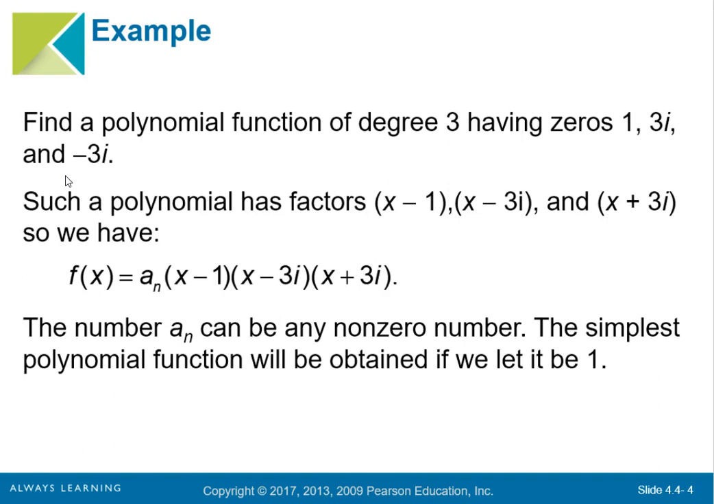All right, so we're given these numbers as zeros, so we're going to set it up. Here's my x minus 1. There's one of my zeros. I have my x minus 3i, and then I have my x minus a negative 3i, which becomes x plus 3i. We have an a. In this case, we're going to assume that it's a 1. It can be any number that's not 0.